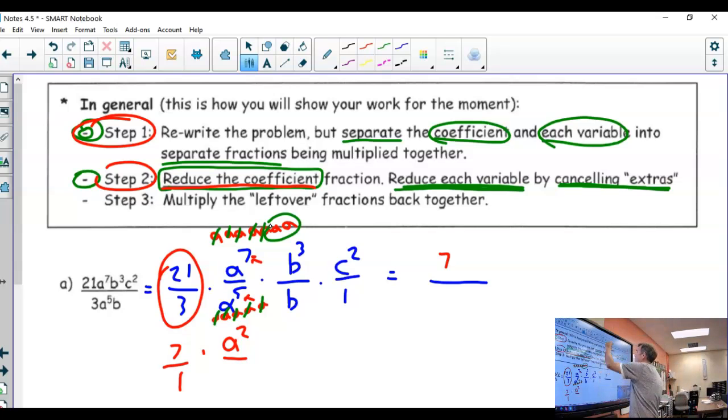The next one, I have a B to the 3rd on top and a B on the bottom. So 3 of them on top, 1 of them on the bottom. So when I go to cancel them out, where's the extra? Well, there's 2 extra on top, right? So I'm going to have a B squared on top. And the C's, they don't have any to cross out on the bottom, so the 2 on top just have to stay. And there we go.